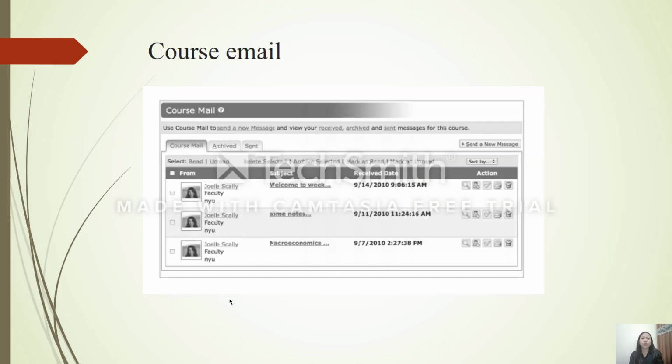And then the last is course email. Course email is an asynchronous communication tool again that enables the teacher to send messages to class members and also view, receive, or send course-related messages. In this feature, it is like an email, and the teacher and the learners can send emails to each other.